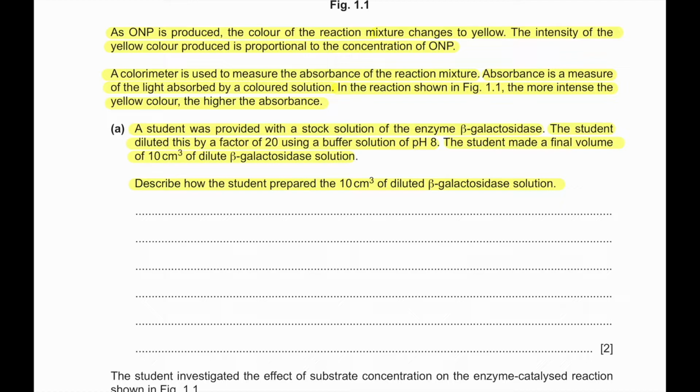Our goal is to finally reach 10 cm³ after 20 times dilution, so let's divide the 10 by 20, then we will end up with 0.5. So we will have to start with 0.5 cm³ of the original solution. So the student can take 0.5 cm³ of the stock solution and then add 9.5 cm³ of buffer in a volumetric flask, and that will make the total volume up to 10 cm³ of diluted beta-galactosidase solution.